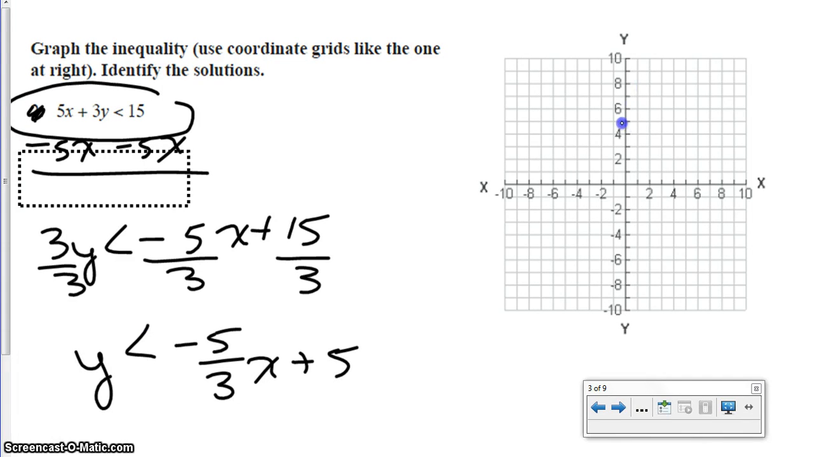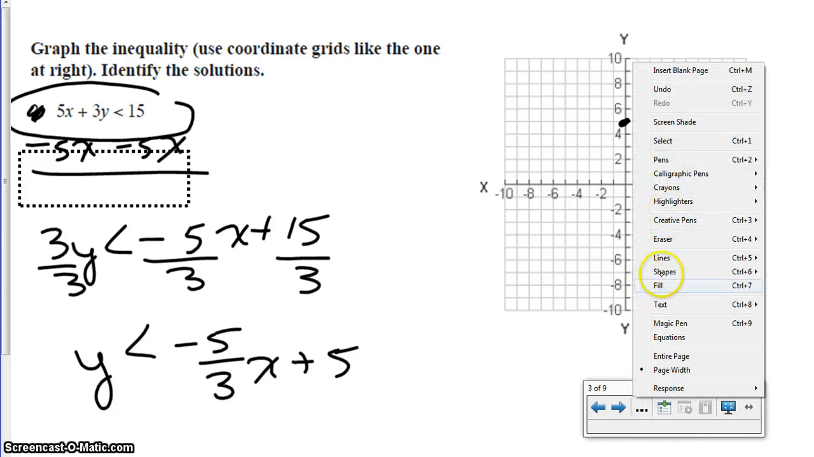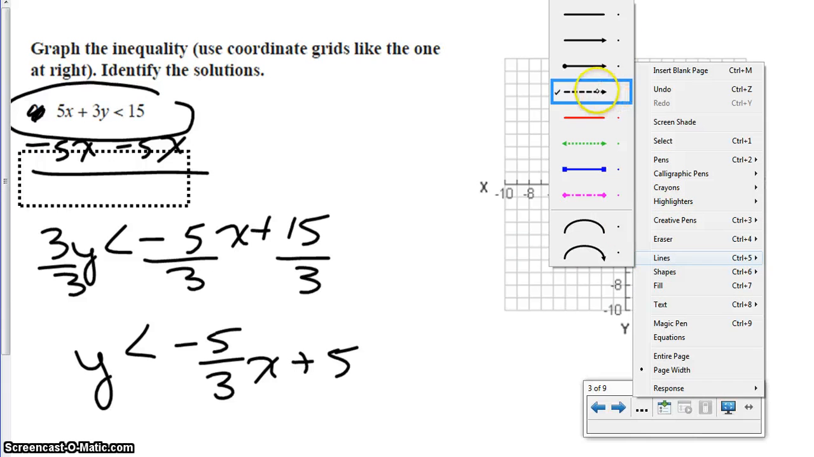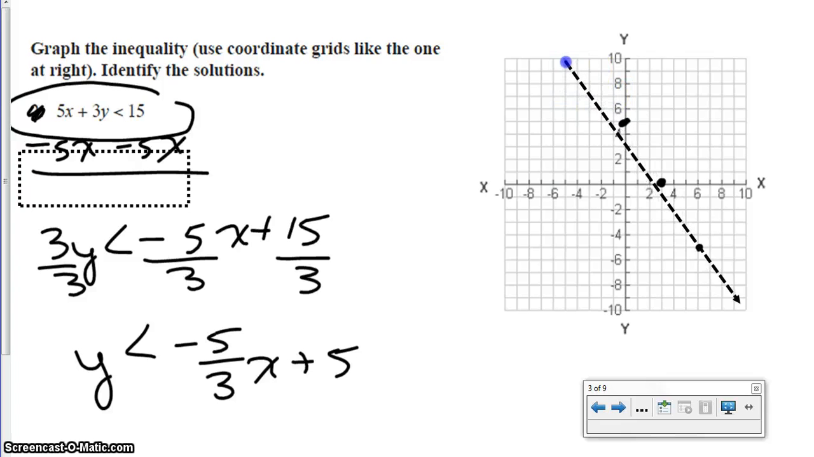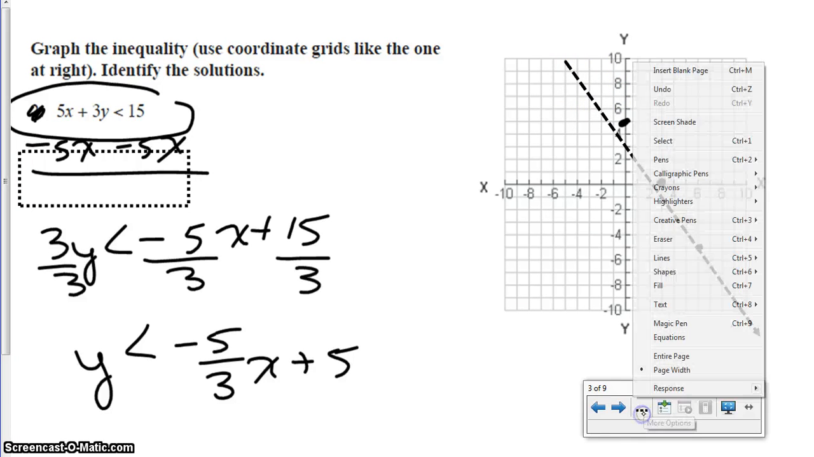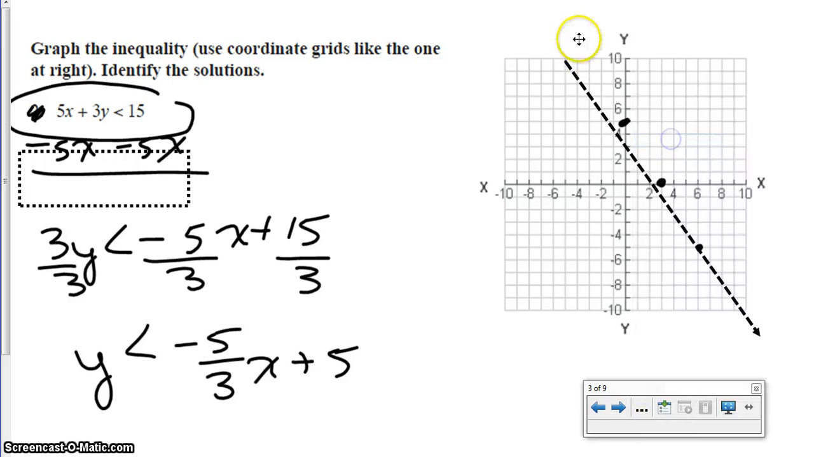And so Miss Rose goes up to the 5, and there's her little mark. And then her slope is negative 5/3. And so she goes negative 5, 1, 2, 3, 4, 5, 1, 2, 3. And then she does it again, 1, 2, 3, 4, 5, 1, 2, 3. And because it's not equal to, she goes ahead and makes a dashed line. And of course, that's a horrible line, but you know what? The nice thing about SMART is you can do this and fix it.